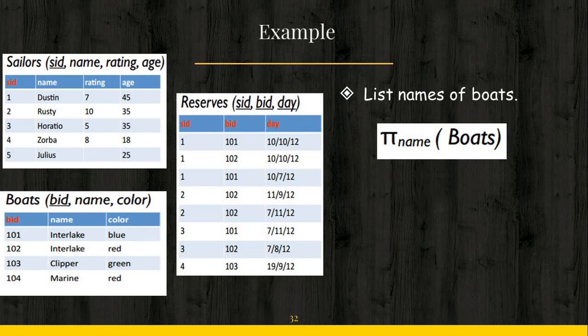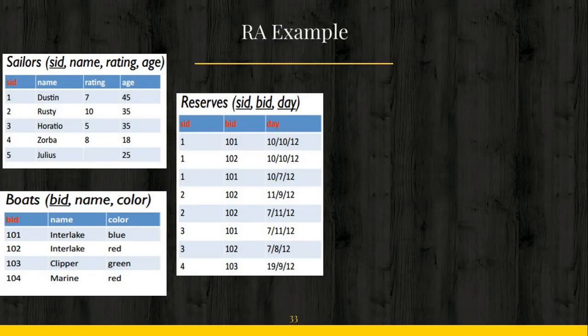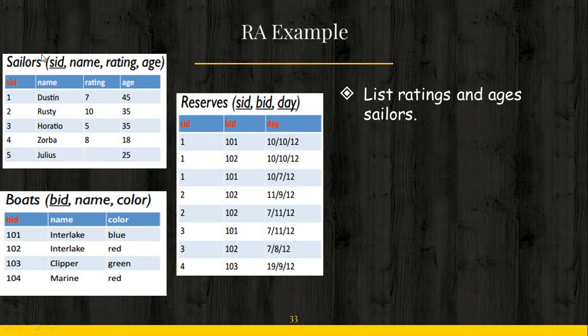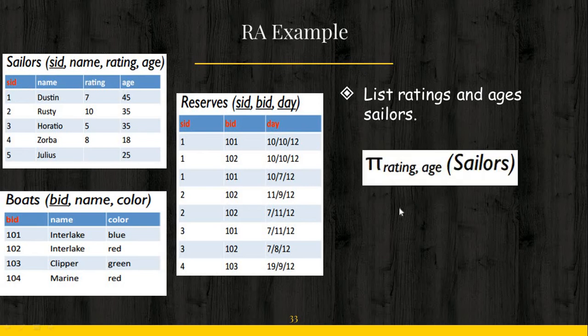Now I would go for another example. Here are the same tables again, and this is the question. This is another very simple example: list ratings and ages of sailors. That means from the sailor table I can find the rating and age columns. So this is the relational algebra.